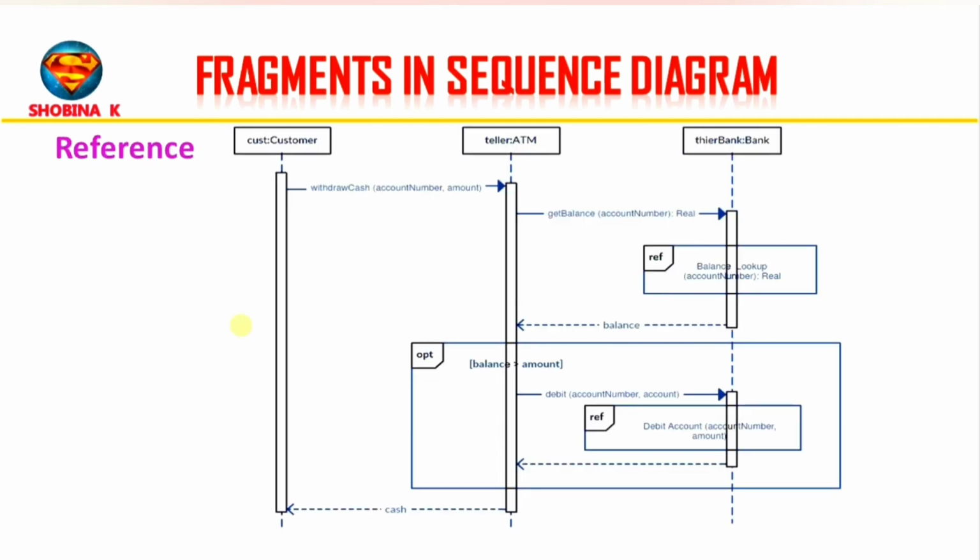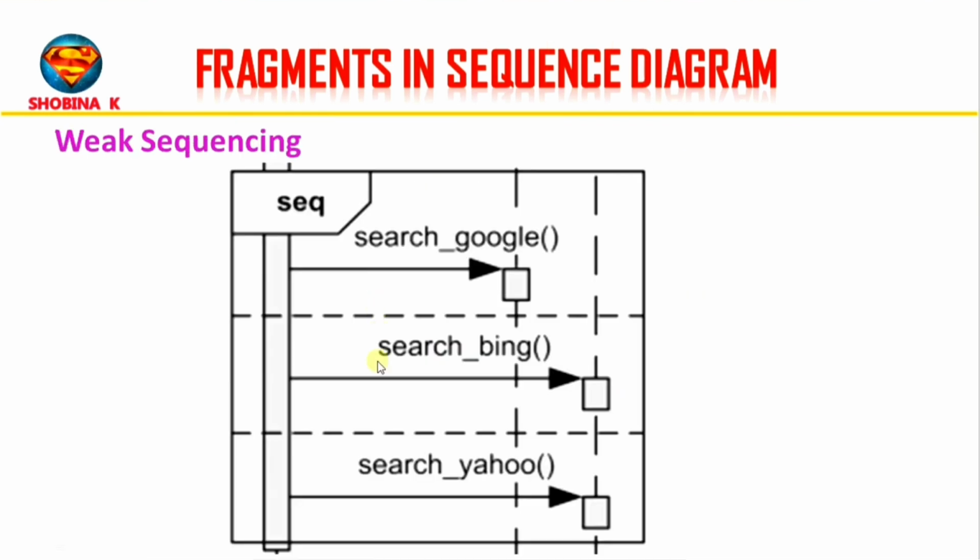And then we have reference. You can use the reference fragment to manage the size of large sequence diagram. It allows you to reuse the part of one sequence diagram in another. In other words, you can reference part of a diagram in another diagram using a ref fragment. And next up we have weak sequencing fragment, which is denoted as SEQ.